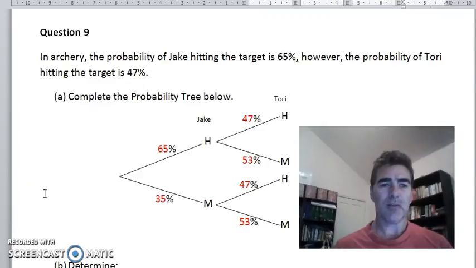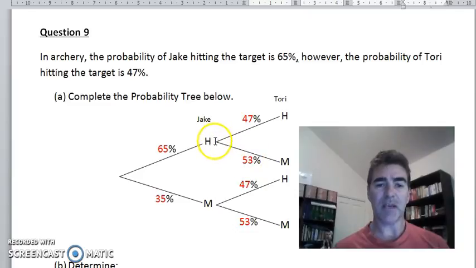That now takes us to question 9, where we've got Jake hitting a target 65%. That means he has a 35% chance of missing. And Tori, she hasn't been practicing so much, so her chance of hitting the target is 47%, which means she has a 53% chance of missing. So if Jake goes first, hitting it is 65%, we need to put that in, and missing it is 35% there. Then if Tori has her shot, she can hit it, which is 47%, or miss 53%.